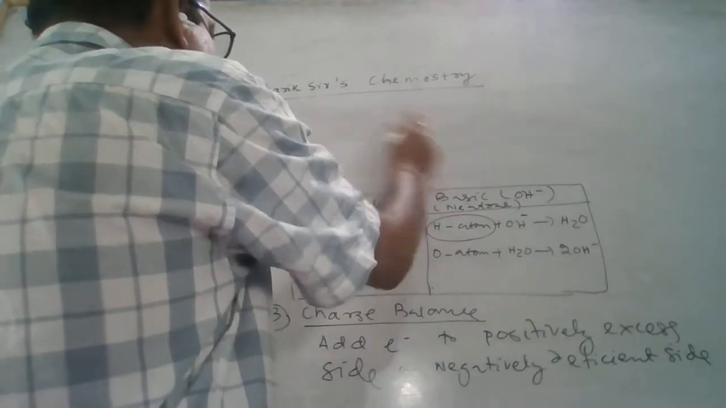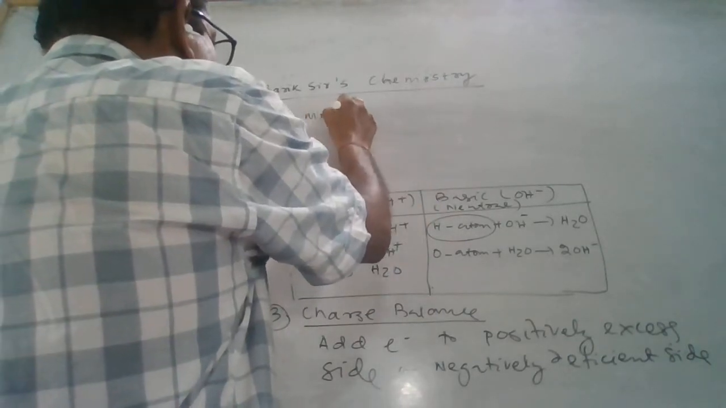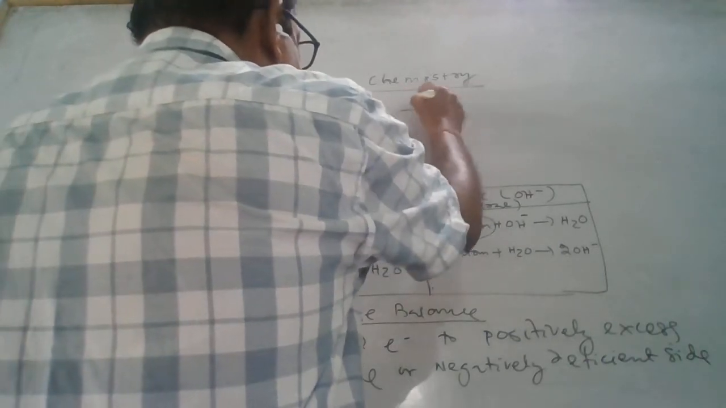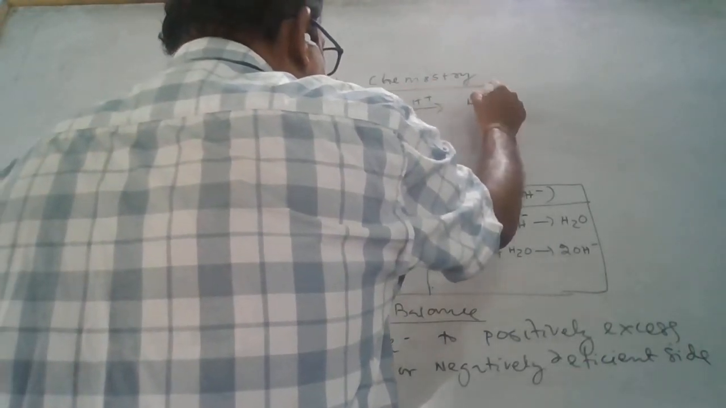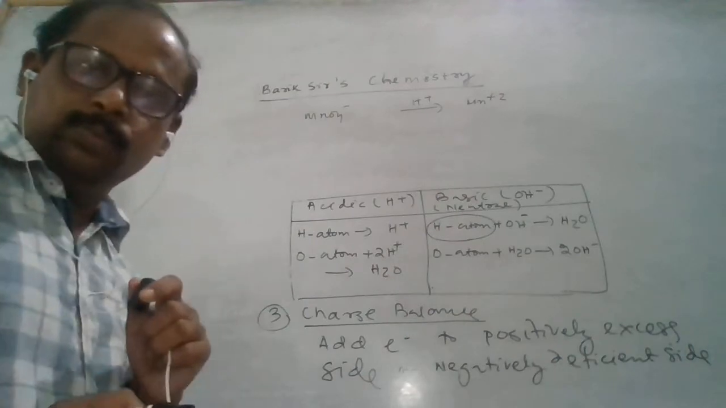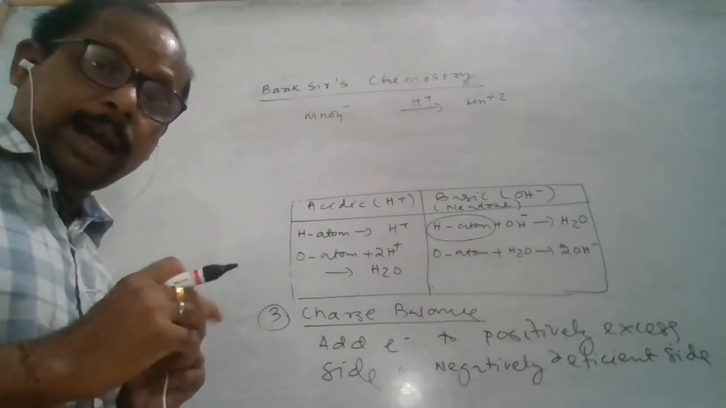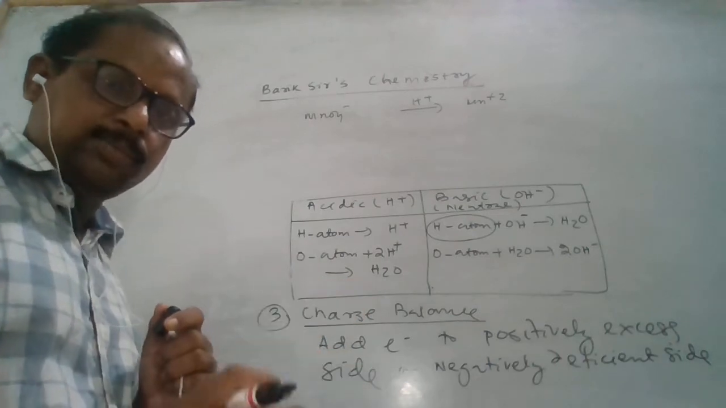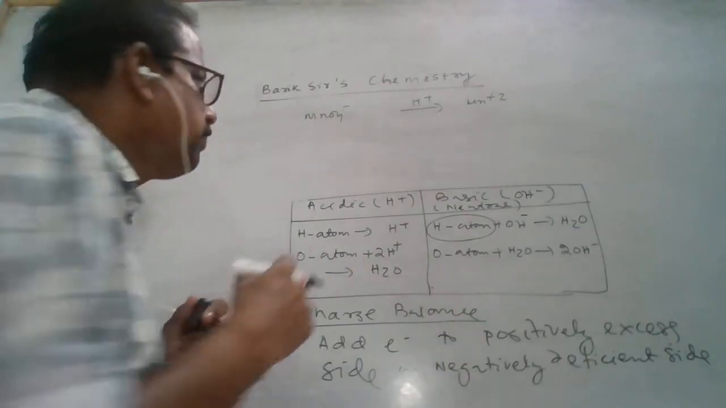So let me balance one half reaction: MnO4 minus is converted to Mn plus 2 in acidic medium. First of all, I will explain how to balance this equation, and a couple of other half reactions. Then we will proceed forward.